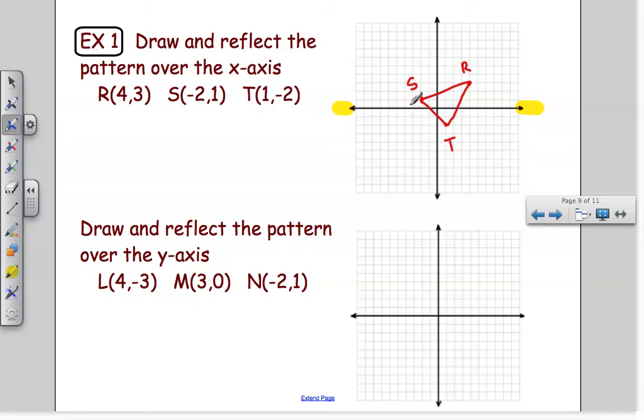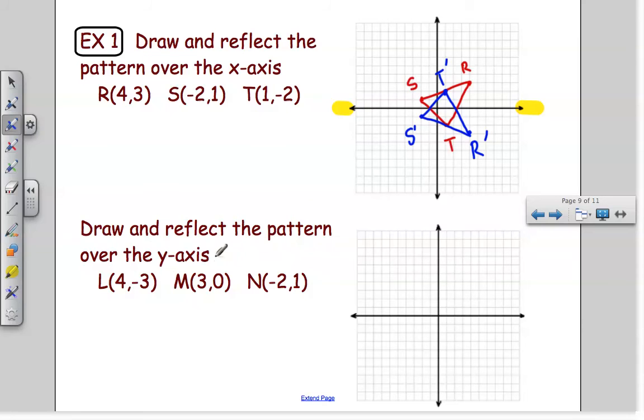Now think about this, if I'm reflecting over this x-axis, I'm going to the other side of the x-axis. Instead of going up, I'm going down, or instead of going down, I'm going up. So this point S, we're still going left 2, but instead of going up 1, I'm going to go down 1. There's my new S. For this point T, I'm still going right 1, but instead of going down 2, I'm going to go up 2. There's T prime. For this R, I'm still going right 4, but instead of going up 3, I'm going to go down 3. I'm reflecting it over the x-axis. There's R prime. And I'll draw the new triangle, and it should be a reflection of the original over that x-axis.